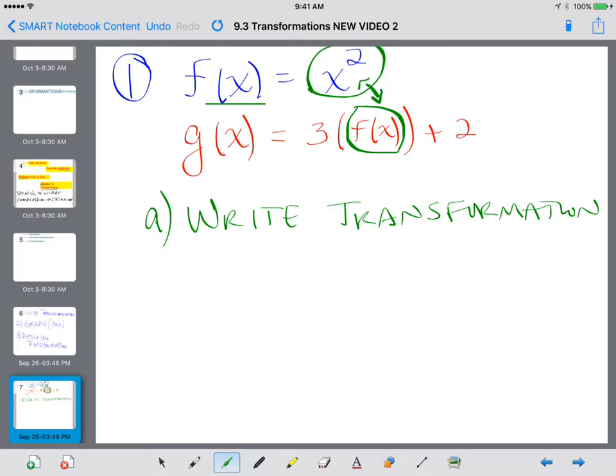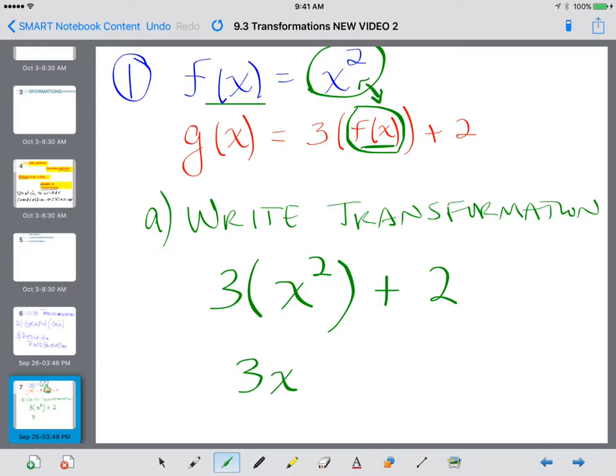So what I do is I always start with g. I rewrite g, but I leave space where I see any functions that I'm going to plug in. I'm going to replace f of x in parentheses with its function, x squared. Now once I do this, I can distribute, and I can rewrite this as 3x to the second power plus 2.